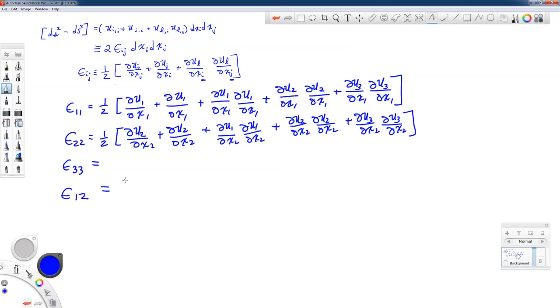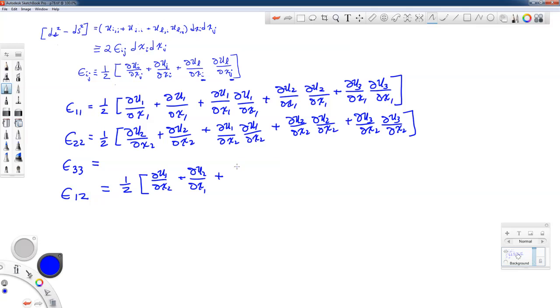Let's write out one of those. We have half, and now in this case, i is 1 and j is 2. So we have the partial derivative of u1 with respect to x2, plus the partial derivative of u2 with respect to x1. And now here I have to be a little extra careful. Again, we're incrementing the l, that's the dummy index.